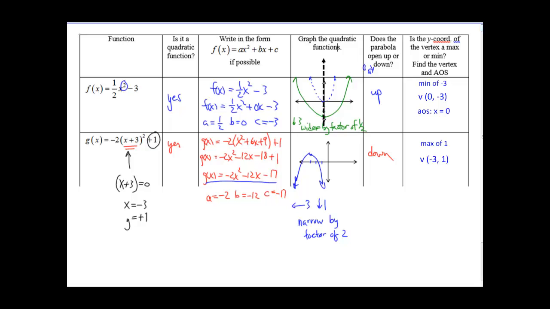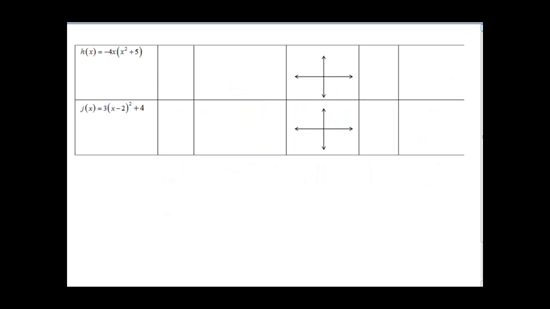The other thing we know is that the axis of symmetry always goes through the x. Which x value does it go through? If you look at the vertex, it goes through -3. So x equals -3. Next problem.